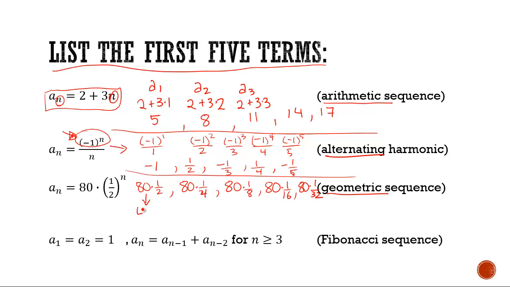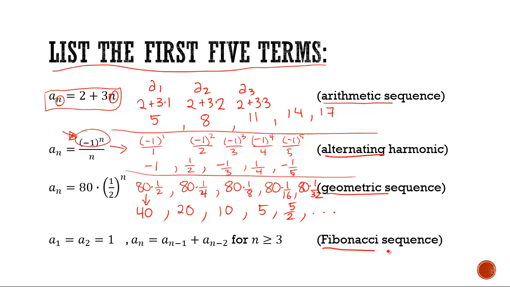So that's going to be 40, and that's going to be 20, and that's going to be 10. And then you'll have 5, and then you'll have 2.5, or you could write it as 5 over 2, and so on. So that's an interesting one. You can see that one's decreasing, so it's getting closer and closer to 0, but it will never get there.